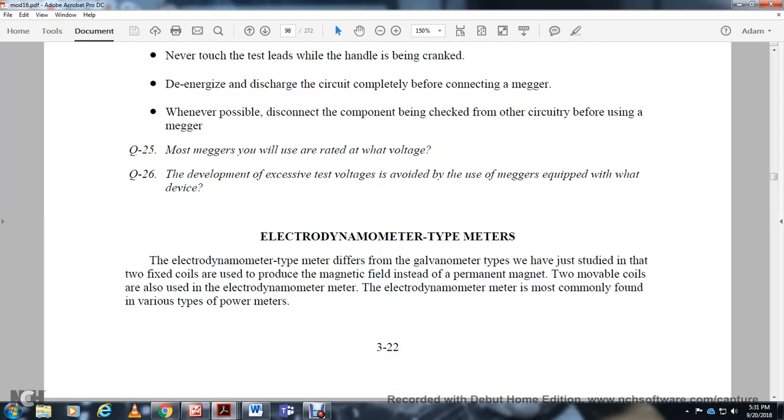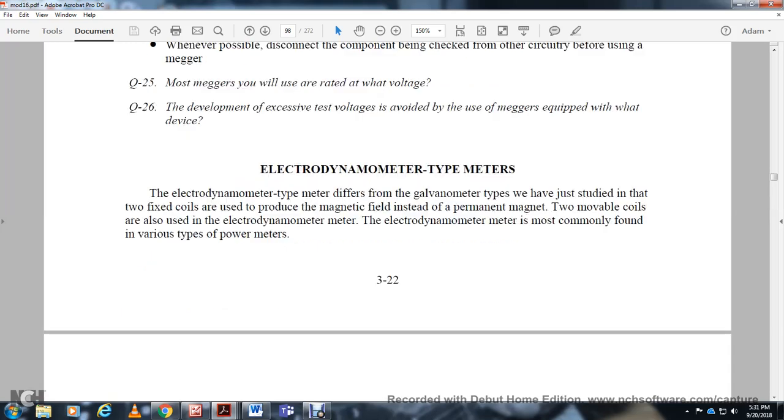Electrodynamometer type meters. Electrodynamometer type meters differ from the galvanometer type in that two fixed coils produce the magnetic field instead of a permanent magnet, along with two movable coils. Electrodynamic meters are the most common type of power meter.